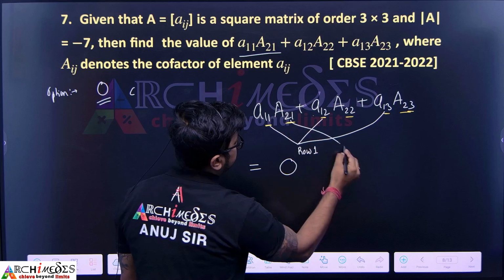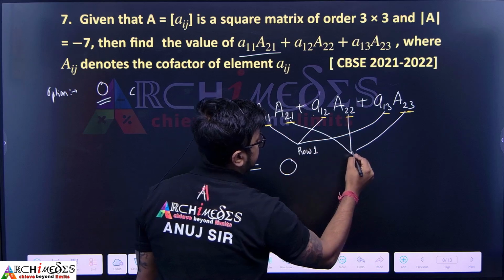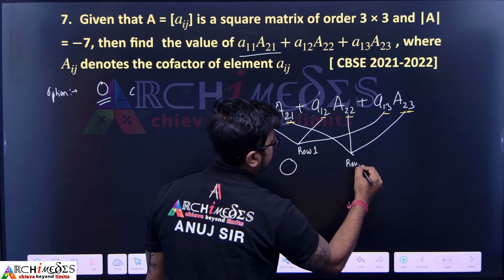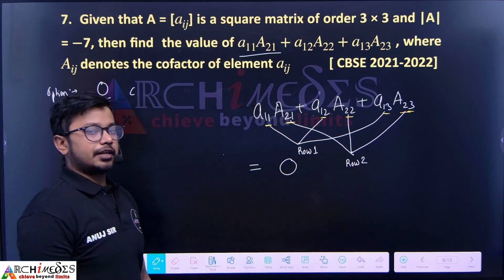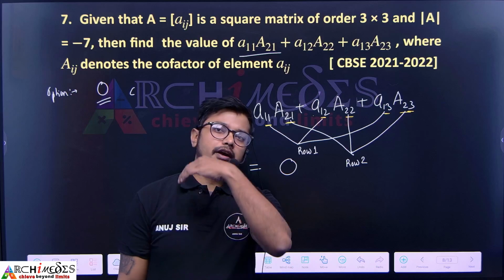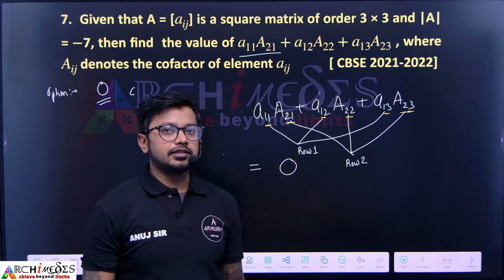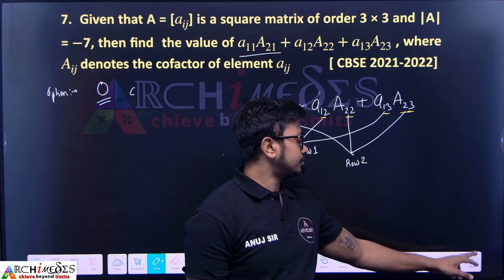Whereas if we consider this, they are considering row 2. So that means if the element is multiplied by the other rows' cofactors, then the value is 0.